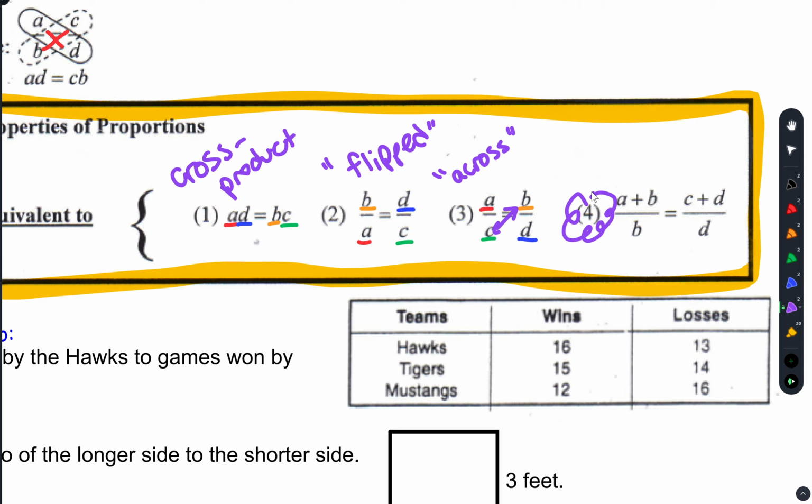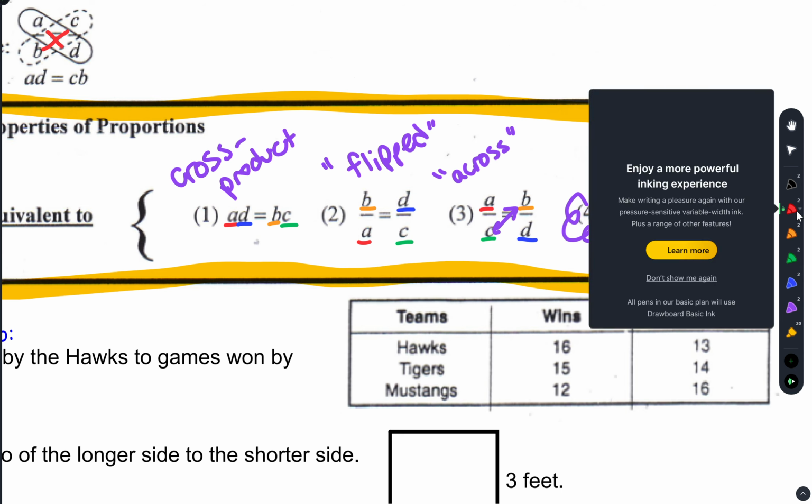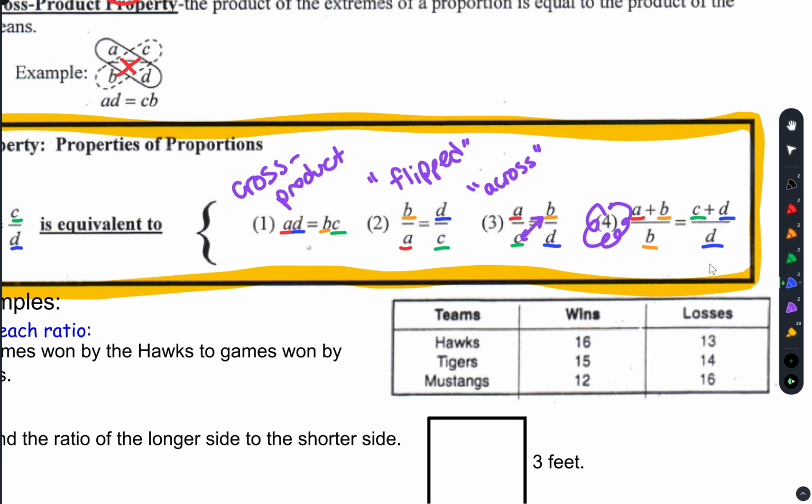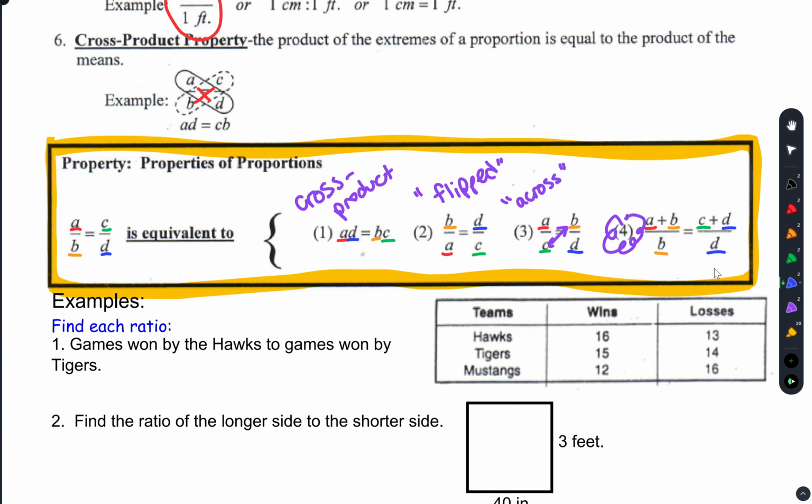So it's really nice and easy to see here when I have variables because I can't combine those as like terms, but it's a little bit trickier to see. We'll see it later when I don't have variables and I just have numbers that can combine. But essentially what we're doing here is we're taking the numerator and adding the denominator over the denominator. So again, this is numerator plus denominator over denominator. And I'm talking about numerators and denominators of this original proportion.